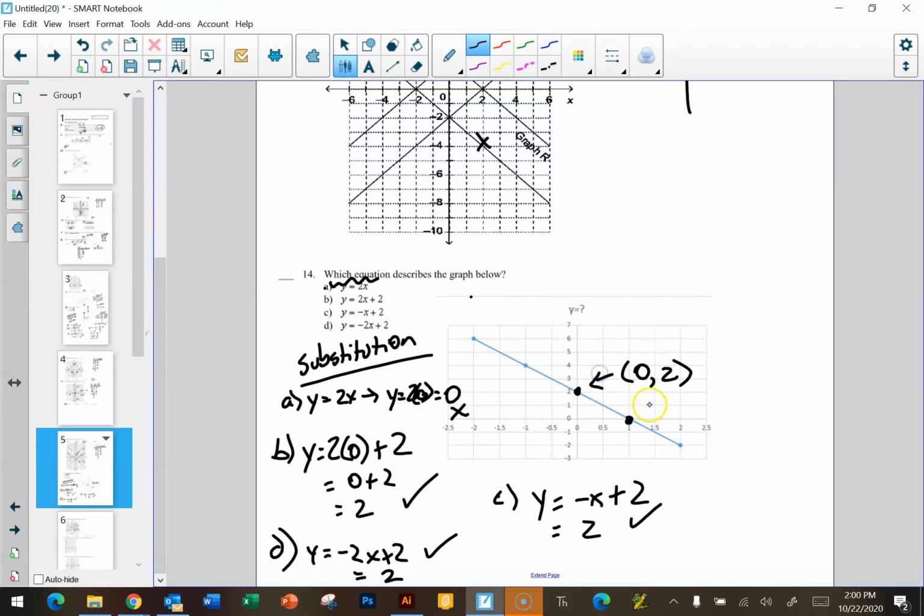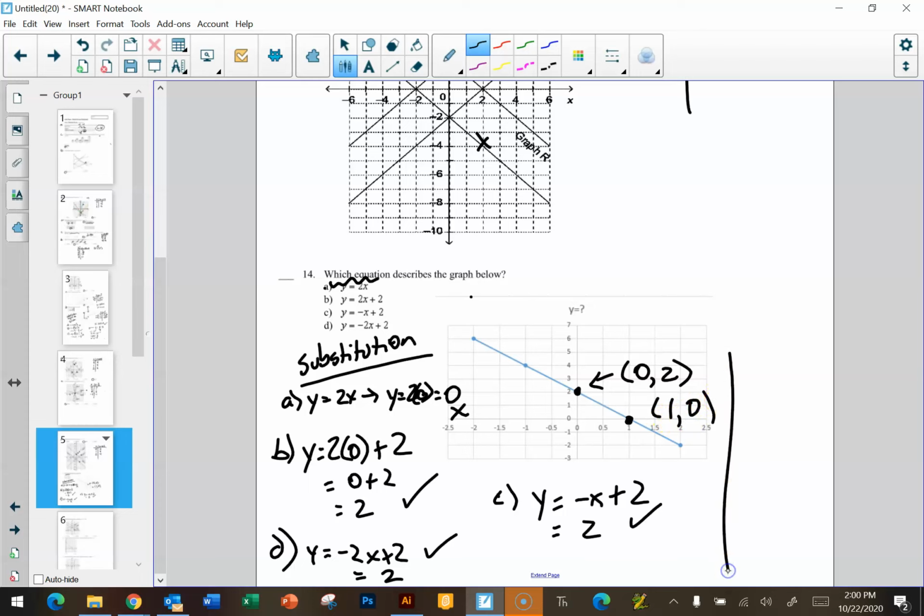So this is 0, 2, and this one is 1, 0. Okay, so now we got to check this point. We checked this point, and we got 3 possibles. Now let's check this point. So we're just going to kind of do it in our heads from this point forward. So let's look at B, and let's say y equals 2x plus 2. Well, 2 times 1 is 2, okay, plus 2 is 4, okay?